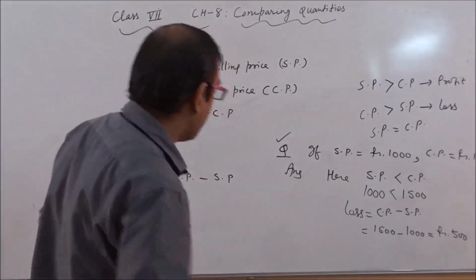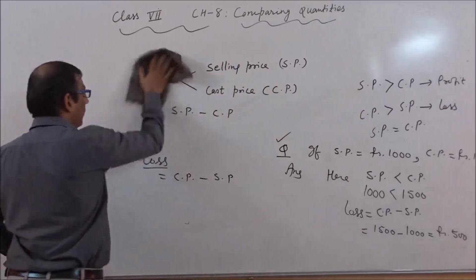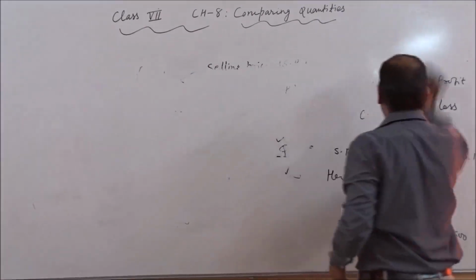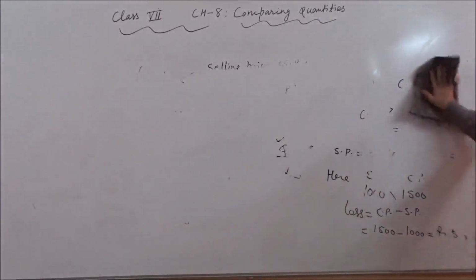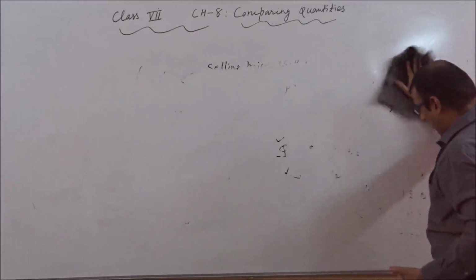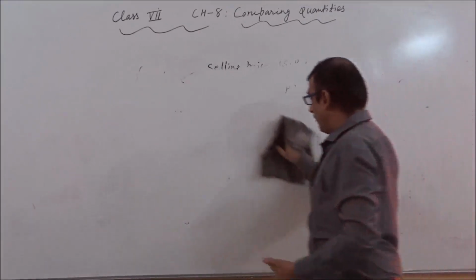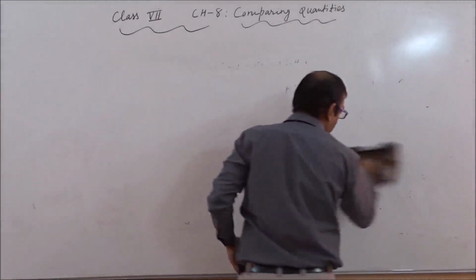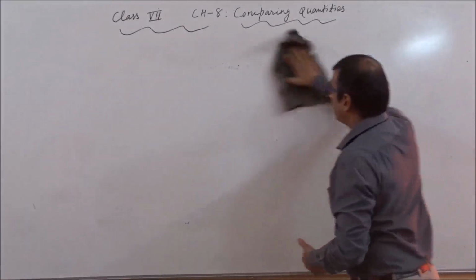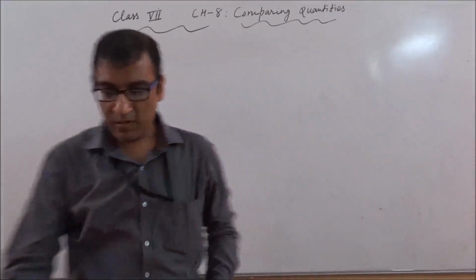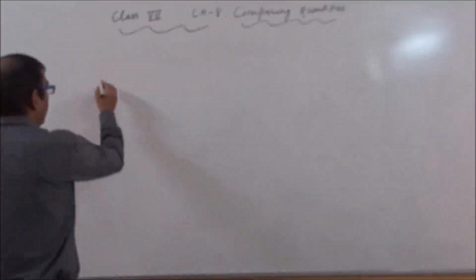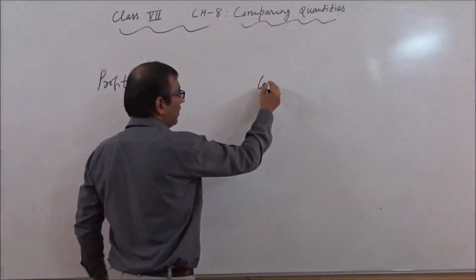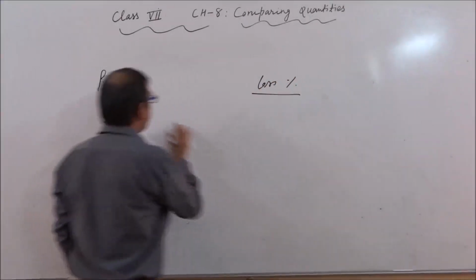So with the help of this concept, we will continue with one of the interesting concepts of this chapter, that is profit percentage and loss percentage. Profit percentage and loss percentage are always calculated on behalf of CP, on behalf of cost price. So our next concept is profit percentage and loss percentage.